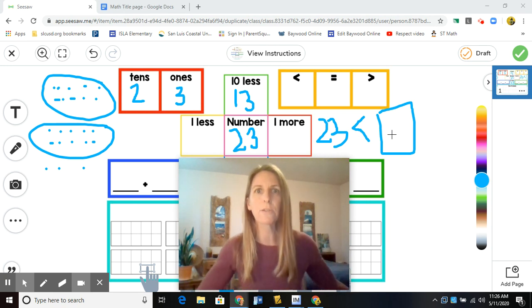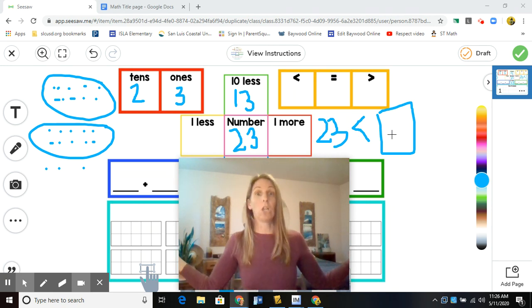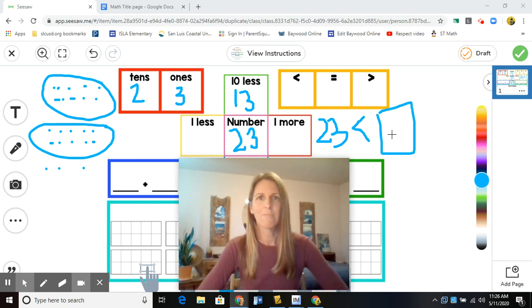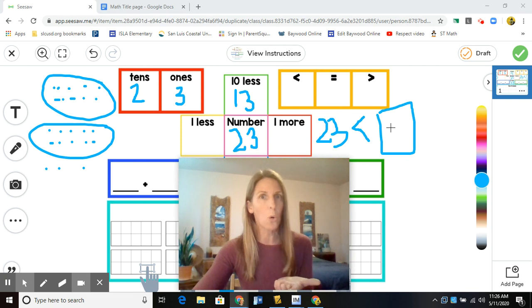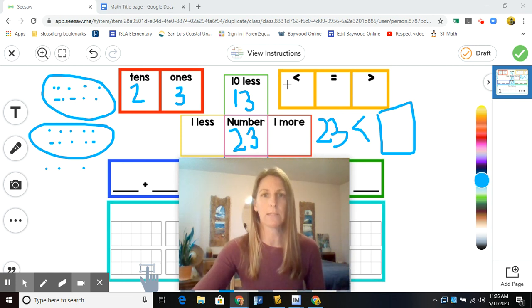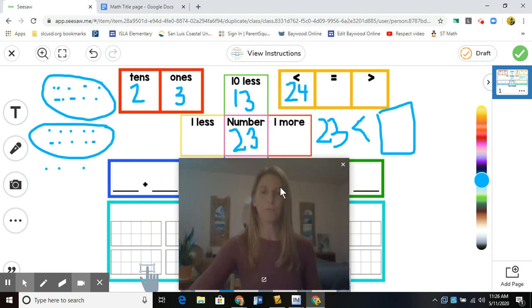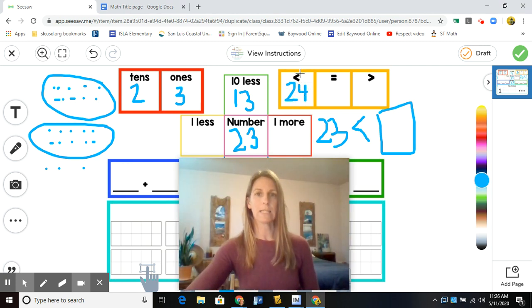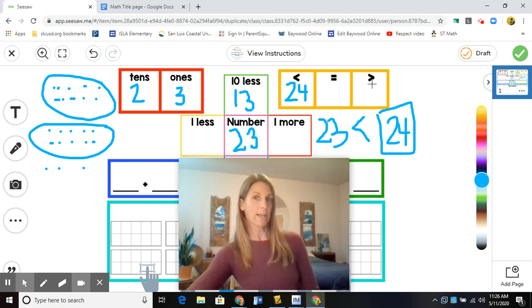And guess what, kiddos? You have lots of choices, in fact, an infinite amount. There are so many numbers that are greater than 23, or 23 is less than so many numbers. I'm just going to say that 23 is less than 24. 23 is less than 24. Now, over here, that's the greater than sign.